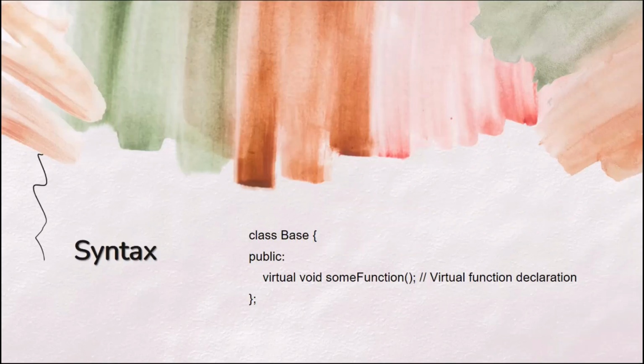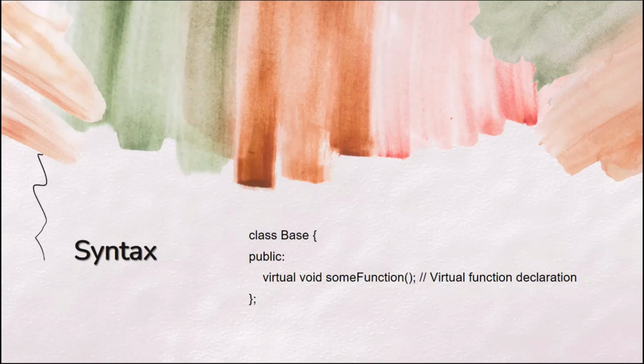To declare a virtual function, we use the virtual keyword before the return type in the function declaration within the base class. The virtual keyword informs the compiler that the function can be overridden by derived classes. It establishes a link between the base class and the derived class, ensuring the correct function is invoked based on the object's type.